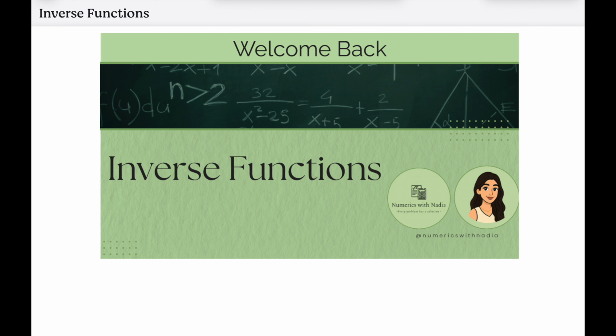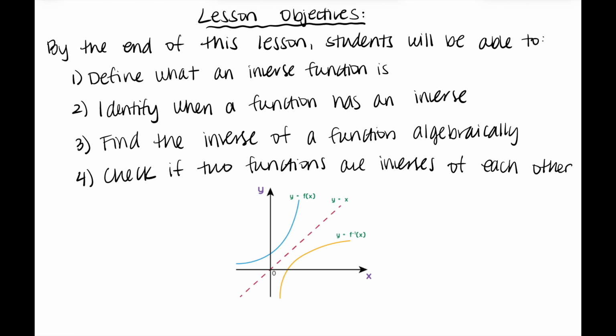Let's get into our lesson objectives for today. By the end of this lesson, you should be able to define what an inverse function is, identify when a function has an inverse, find the inverse of a function algebraically, and check if two functions are inverses of each other. Down here on our graph, we have an example of two functions that are inverses of each other. As we go through our lesson, define some terms, and do some practice, you will understand it more, but there's just a little visual example.